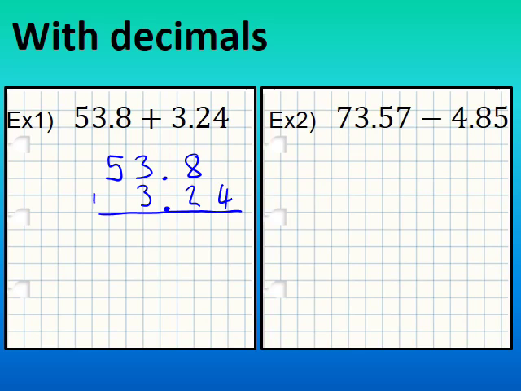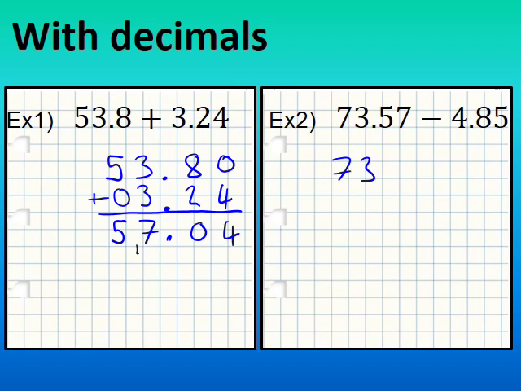So adding, this value here is technically a 0, so 0 add 4 is 4. 8 add 2 is 10, so I'm going to write the 0 and carry the 1. 3 plus 3 is 6, plus the 1 is 7. 5, again this is technically a 0, so 5 plus nothing is 5. The decimal point just carries on in the same line with the rest of the decimal points. My answer is 57.04.